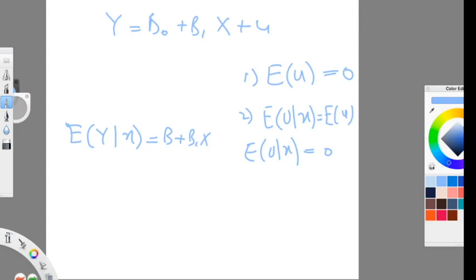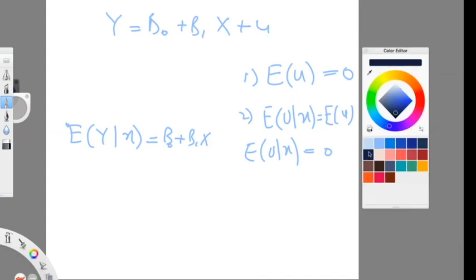And this over here is called the population regression function. What it's saying is that if we knew the value of x and the values of beta naught and beta 1, we'd be able to come up with an expected value of y. Please understand that we're talking about the average value of y, not the actual value.